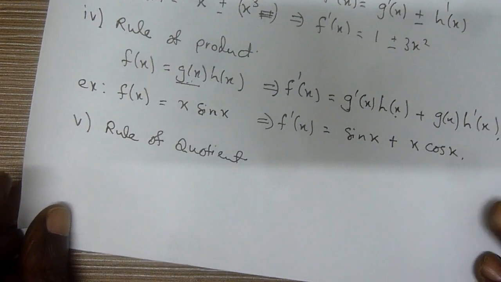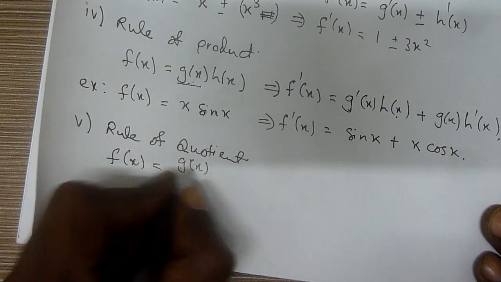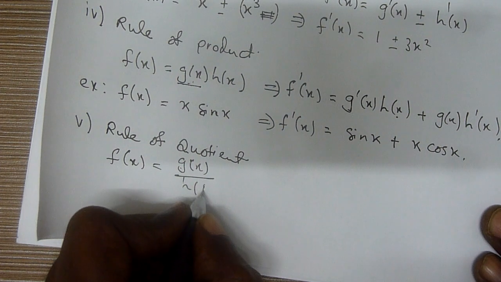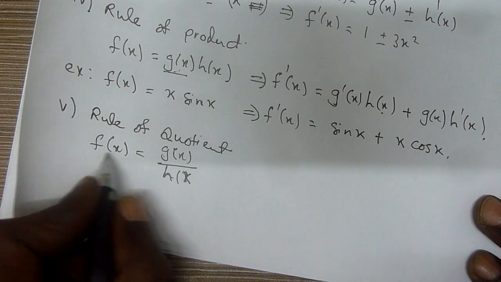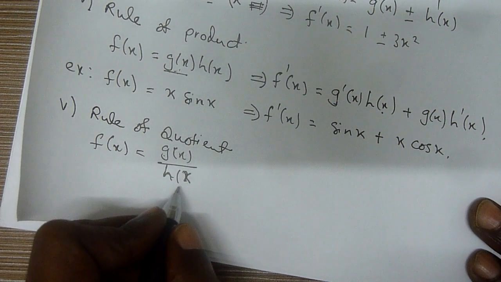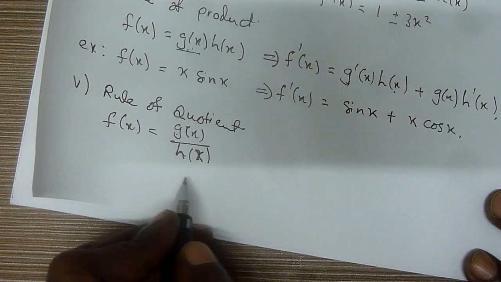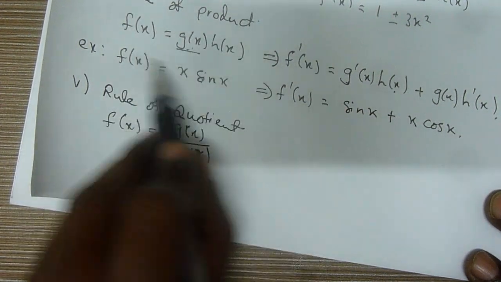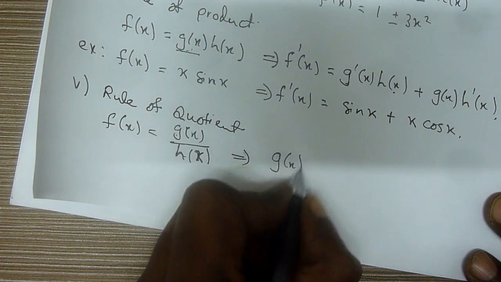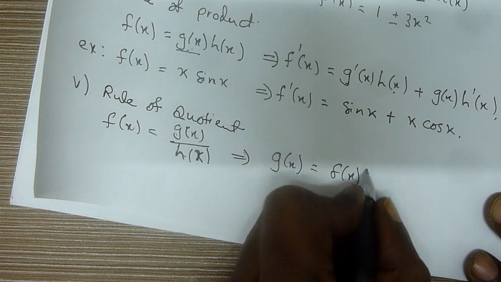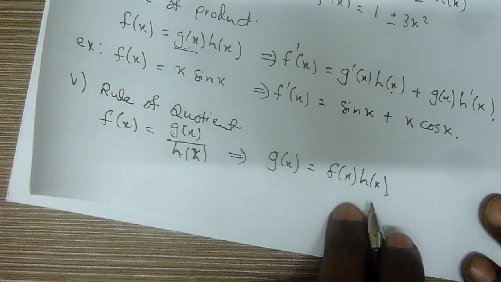Now, the rule of quotients works basically on f(x) = g(x) over h(x). The rule of quotient is a division; quotient means division. This definition comes from the rule of product. You can change this to the rule of product, whereby f(x) = g(x) times the reciprocal of h(x). Now you differentiate this further and you will get the rule of quotients.